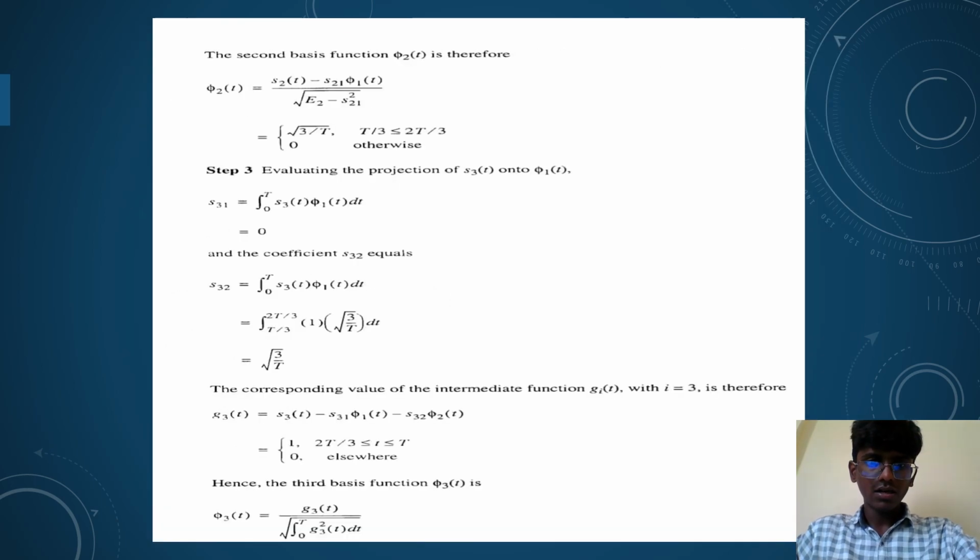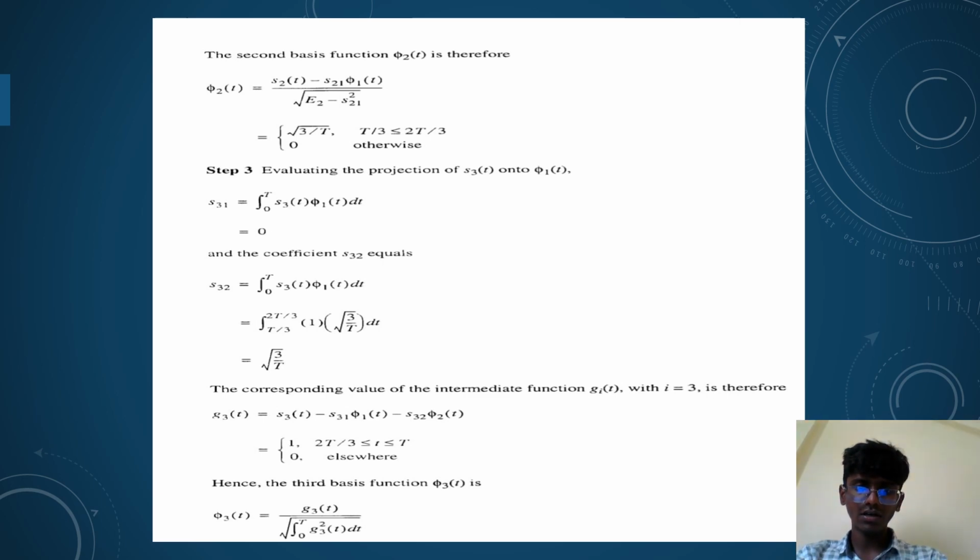Moving on to the next slide, the second basis function phi2 of t is equal to s2 of t minus s21 phi1 of t, divided by square root of e2 minus s21 square. This can be written as phi2 of t equal to square root of 3 by T under limits T by 3 to 2T by 3. If the value does not lie between T by 3 and 2T by 3, the value will be 0.